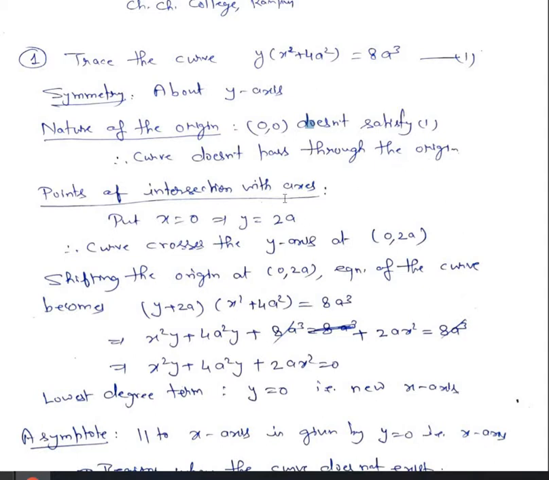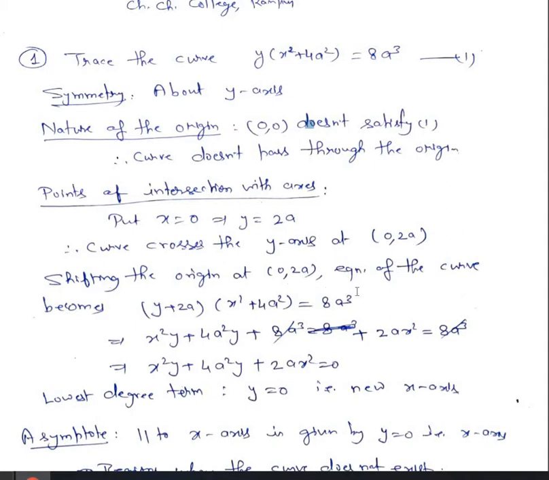To find points of intersection with the axes, if you put x equal to 0, then we get y equal to 2a. And if you put y equal to 0, 8a³ is 0, so you don't get any value of x. So the curve crosses the y-axis at (0, 2a).